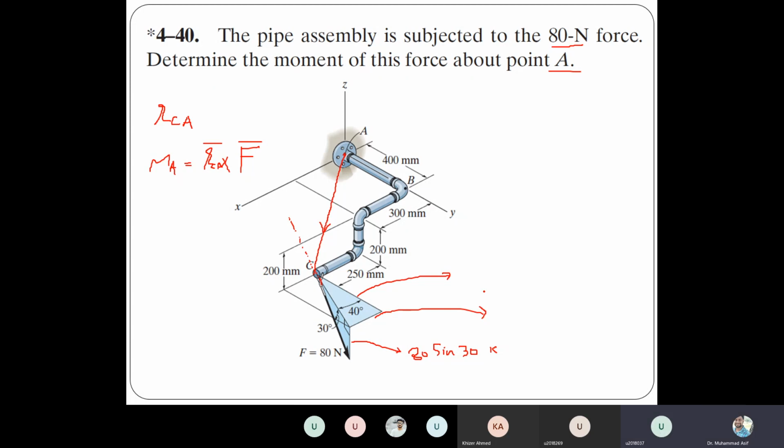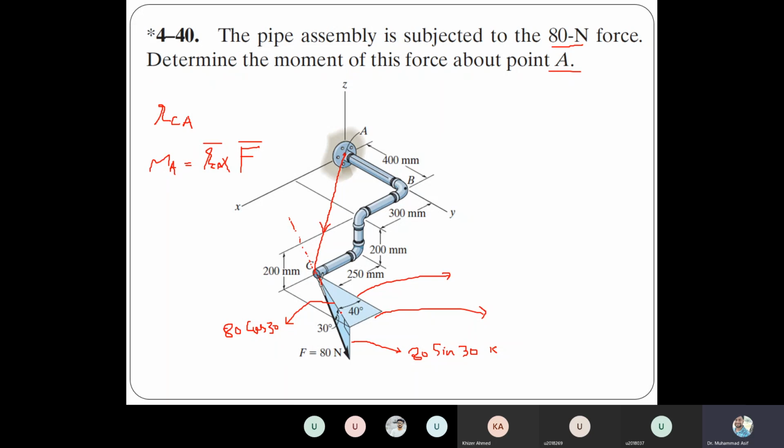Anyone? 80 cos 30 sin 40. Yes, you are right. Basically, since this is a force, we use that force 80. Since this is in front of the angle, this will be 80 sin 30. What about this one? This will be 80 cos 30, right? Now this is a hypotenuse of this triangle, which is making an angle 40.